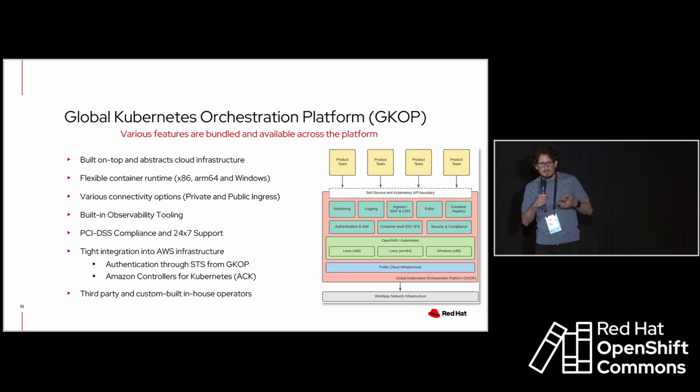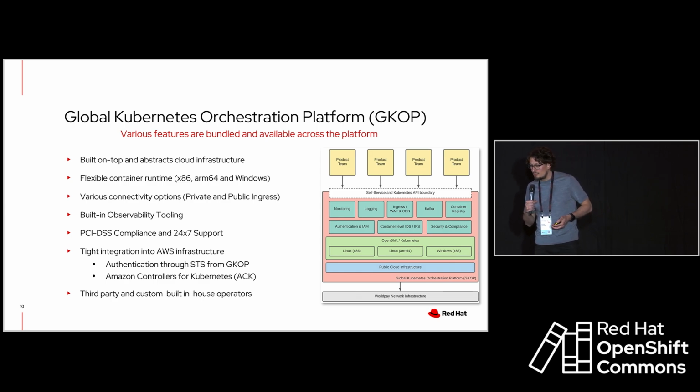So how does GCOP fit into this? Essentially, it has it all. It's built on top of the underlying infrastructure in the same way as OpenShift is. And it's easy to use and intuitive. It provides a flexible container runtime for multi-CPU architecture, so x86, ARM, as well as Windows. It supports various connectivity options, with which our consumers can simply expose their applications privately and publicly in a secure manner.